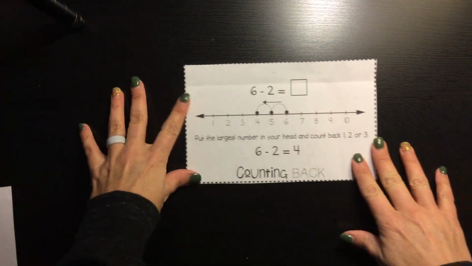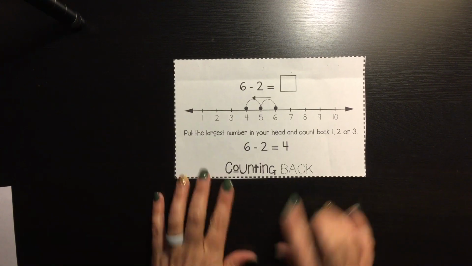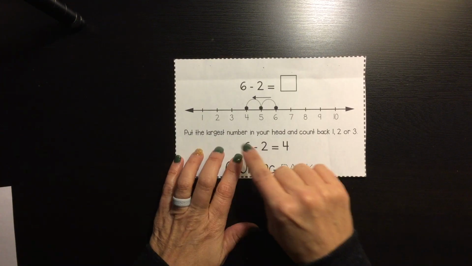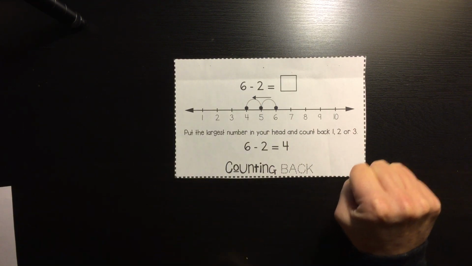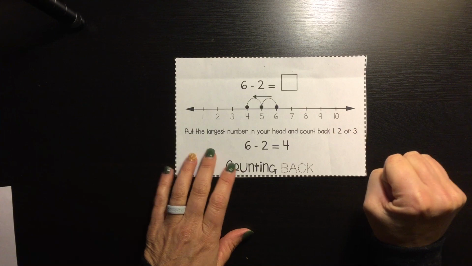The next strategy that we're going to talk about is the counting back strategy. In this strategy, you will put the largest number in your head or in your fist, like we've done before, and then you're going to count back 1, 2, or 3.